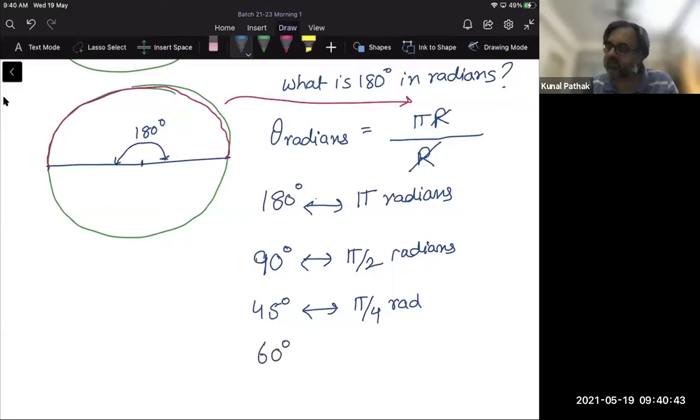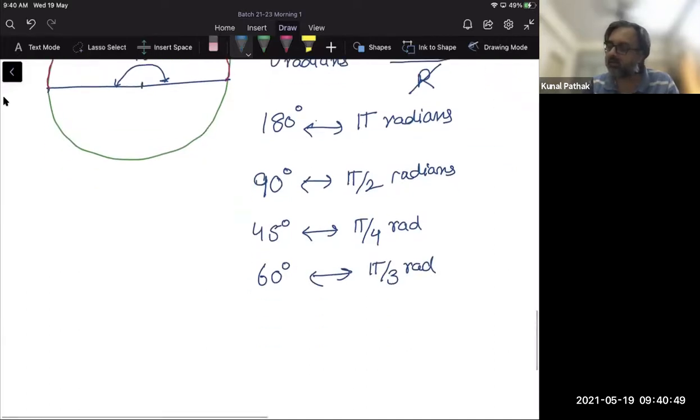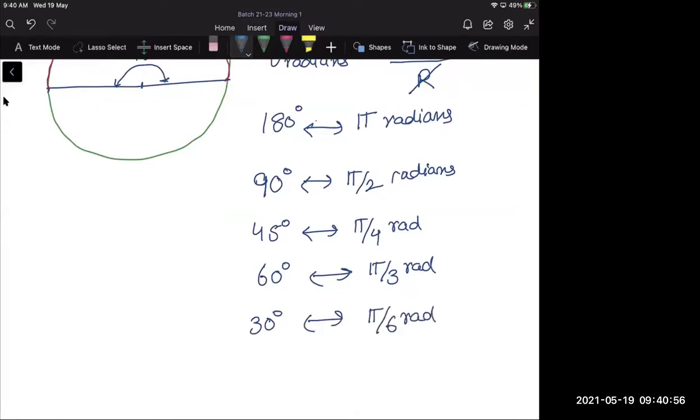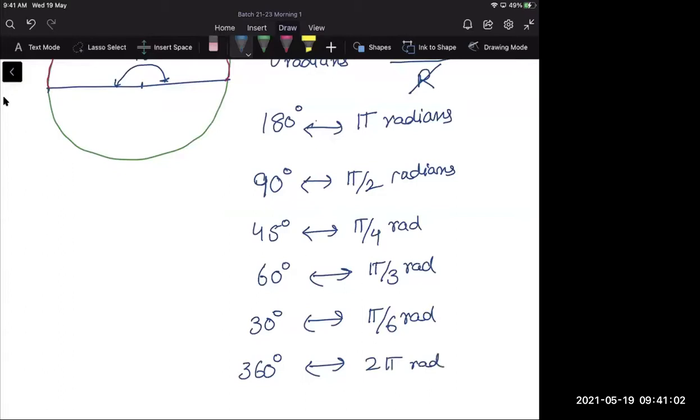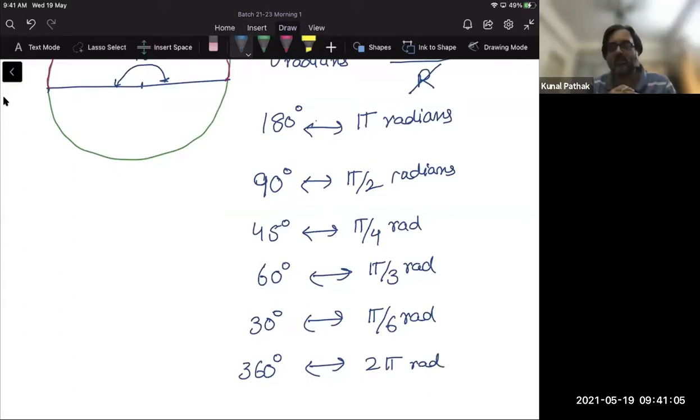So 60 degrees would mean pi by 3 radians. 30 degrees would mean pi by 6 radians. 360 degrees would mean 2 pi radians. Right? This is a very neat way of saying 360 degrees, ek gol chakkar ghum gaya. Now we know that the circumference is 2 pi r, right? Therefore, instead of saying 360 degrees, we'll say that we have traversed an angle of 2 pi radians. Okay, so this is a very, very important thing.